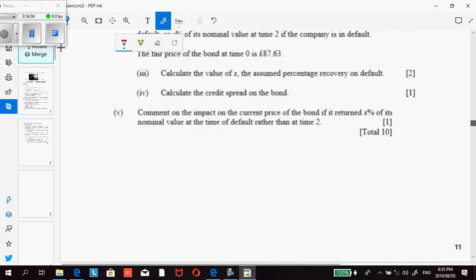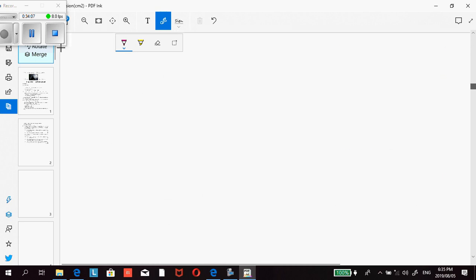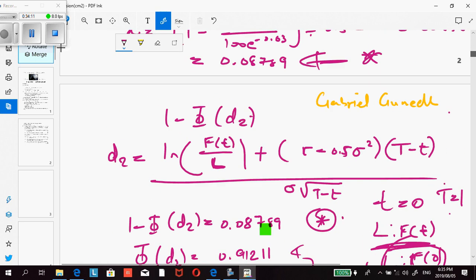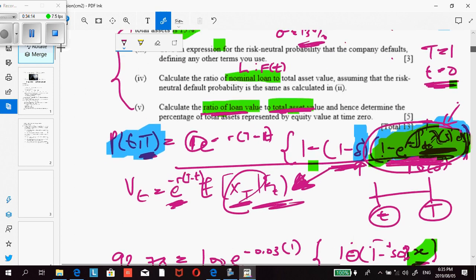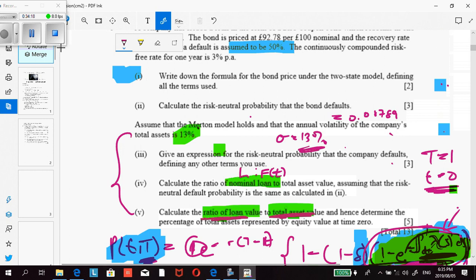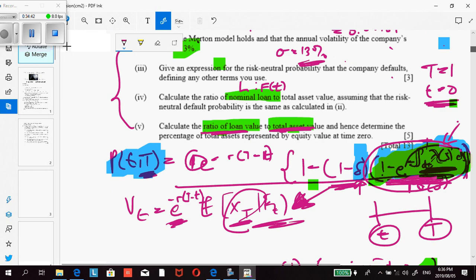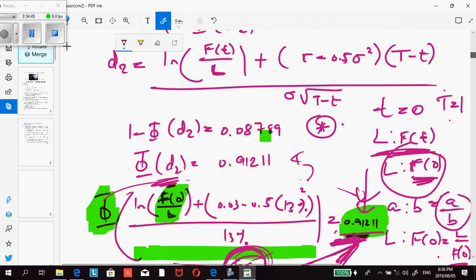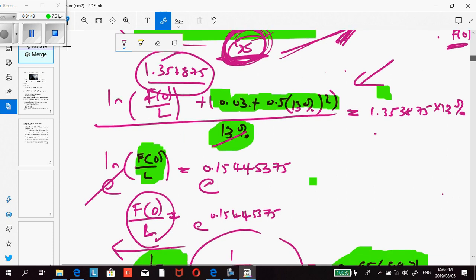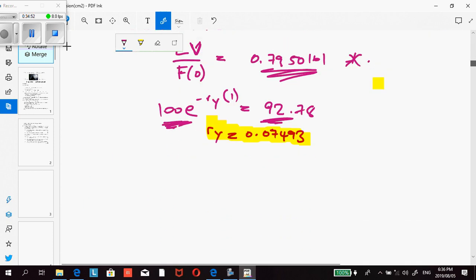Now, the question is looking for the percentage of equity. Let me go back again. Determine the percentage of total asset represented by equity value at time 0. Now, that means I have to take my equity value, then divide by the total asset at time 0. Now, at this moment in time, I don't have any of those. Now, that is no problem because the examiner said hence. Hence means use what you have determined to answer this question.